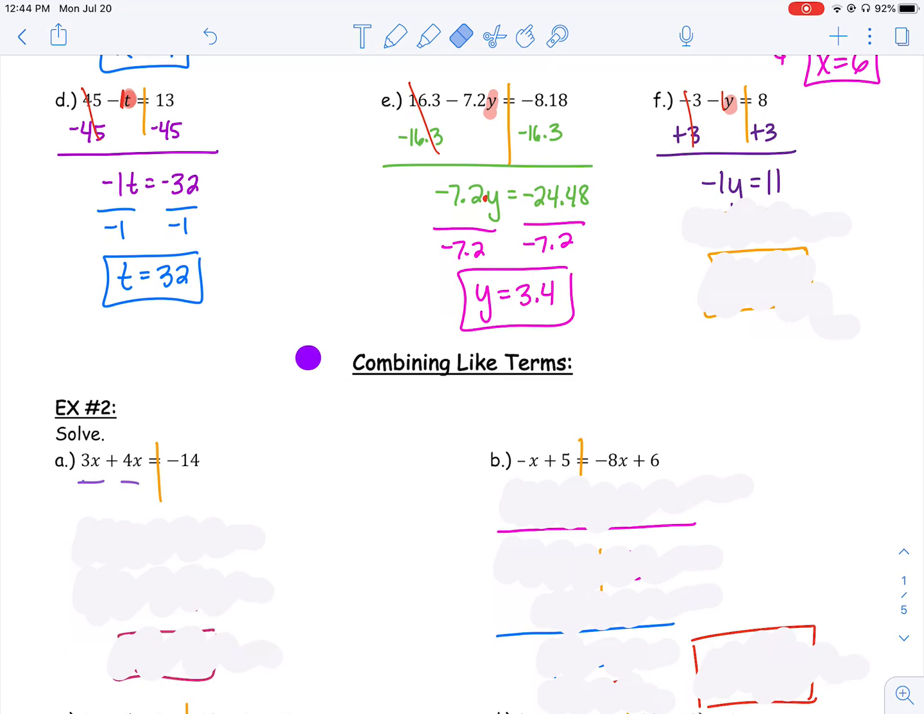The -1 is right next to the y, which means multiply. So let's get rid of it by dividing both sides by -1. -1 divided by -1 is 1y, and 11 divided by -1 is -11. I ended up getting y equals -11.